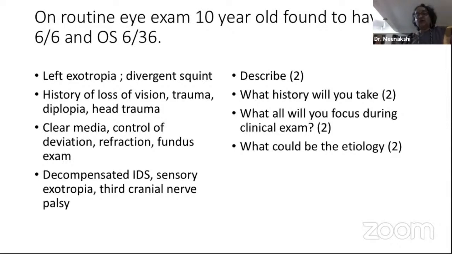Always think of sensory deviations, always think of incomitant deviations that are presented like this, and then only think of a comitant deviation as your answer.